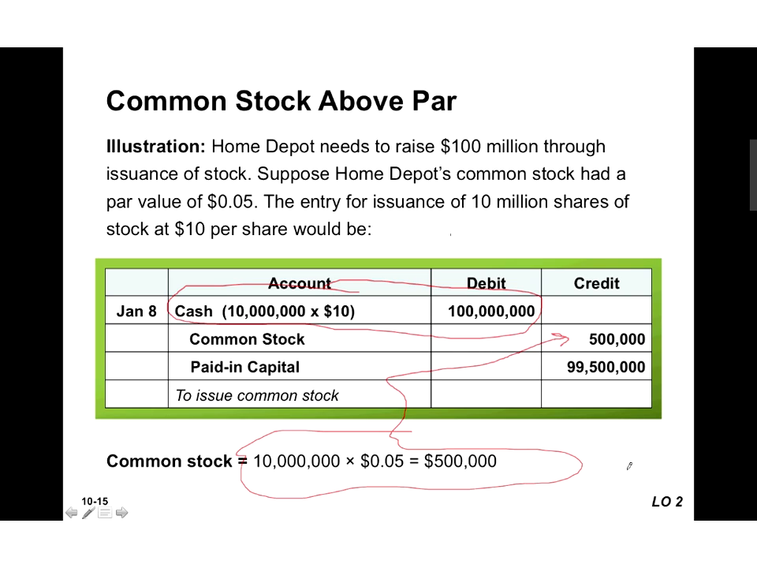Okay, now the next account down, shorthand, it's called paid-in capital. That's technically paid-in capital in excess of par, but it gets really long to write. So paid-in capital in excess of par will be for the difference between par value and market value, the purchase price. So that's going to be the $100 million minus the $500,000.